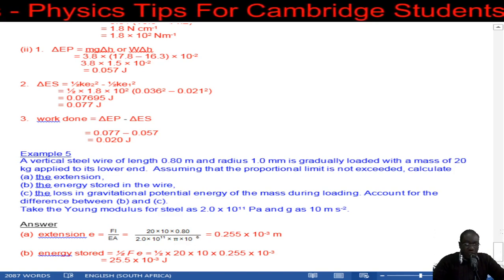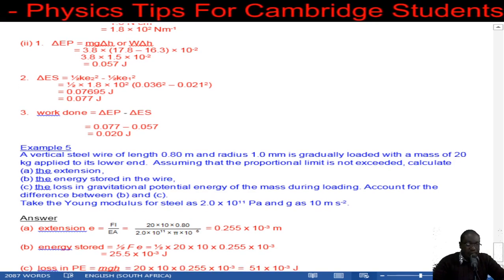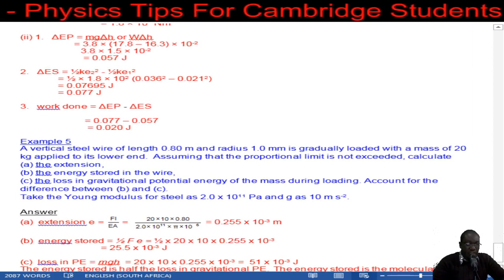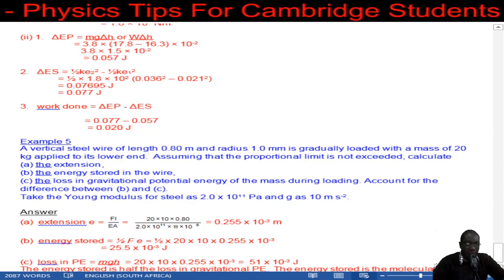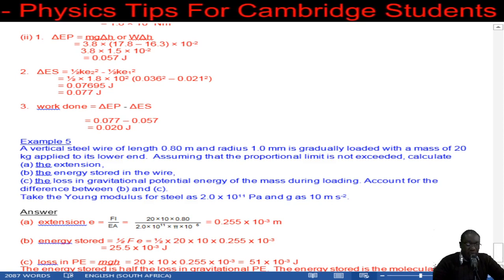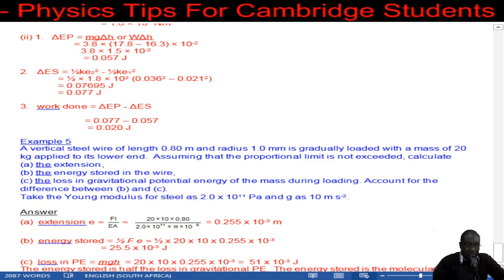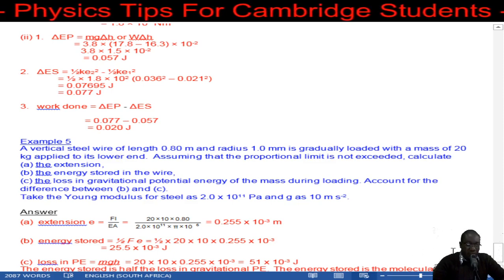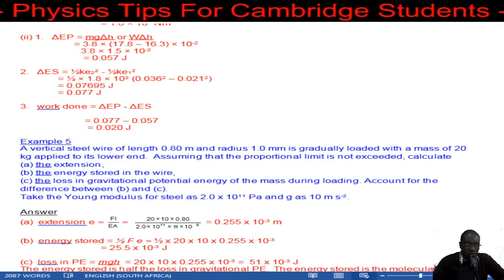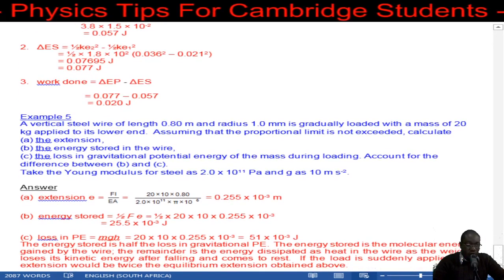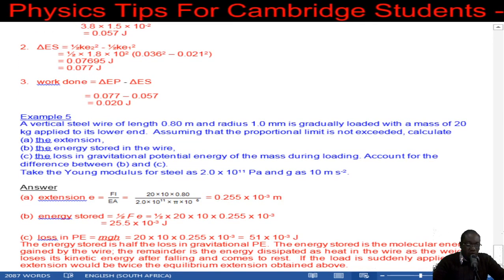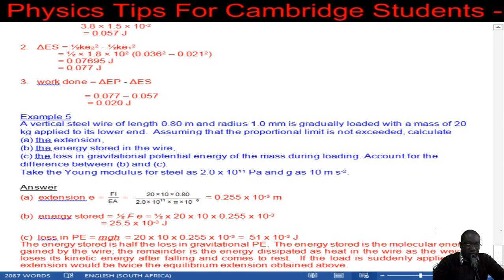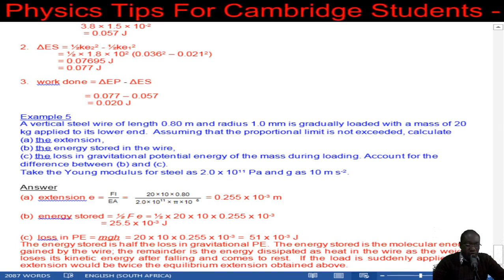Then energy stored, part B. The energy stored in the wire is half Fe, which is half times the force times the extension, which you've calculated in A. Then that should give you 25.5 times 10 to the power of minus 3 joules, which will be 2.55 times 10 to the power of minus 4 joules.